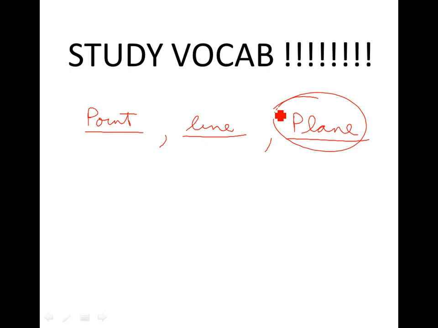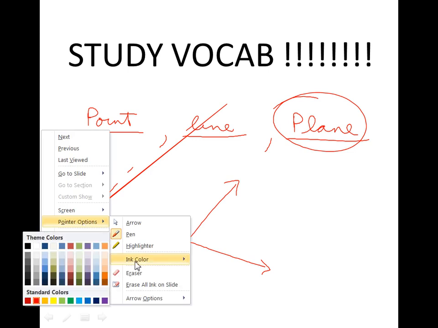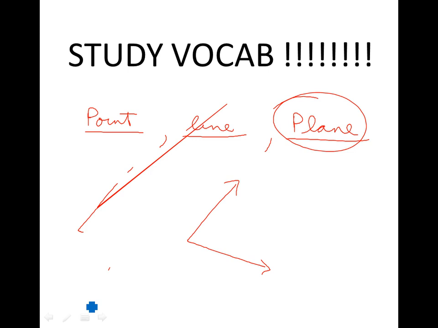Number 16: angle blank, a ray that divides an angle into two congruent angles. This one's probably important also. An angle blank is something that splits the angle into two congruent angles. That would be an angle bisector. Again, that one is important. You need to know an angle bisector is a ray that divides an angle into two congruent angles.